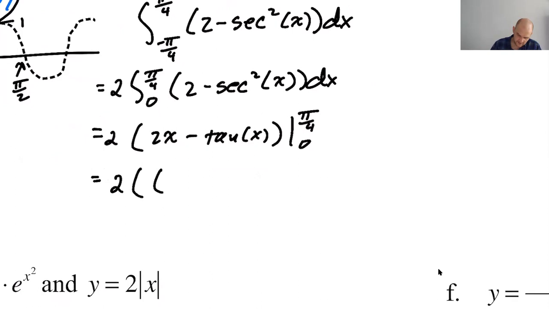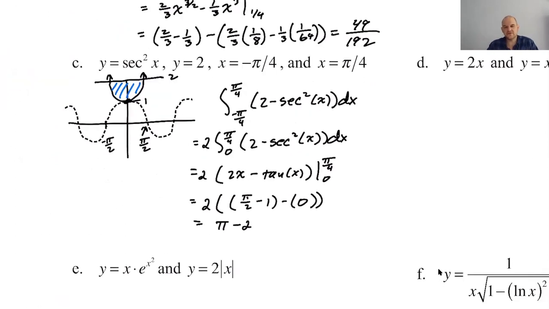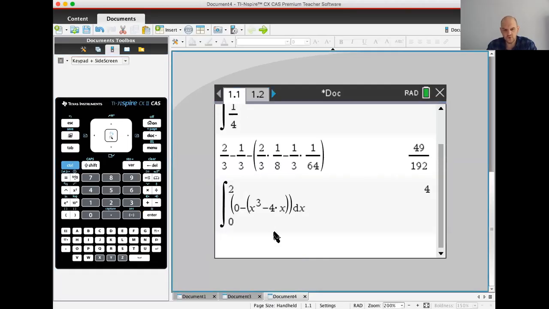All right, plug in pi over 4, you get 2 times pi over 4, which is pi over 2. The tangent of pi over 4 is 1. Plug in 0, you get 0, and the tangent of 0 is 0. So we get pi minus 2, potentially. Let's see what the calculator says. I think if we do this on the graph, it'll give us like 3.14 minus 2, which is like 1.14. That's what I would expect.